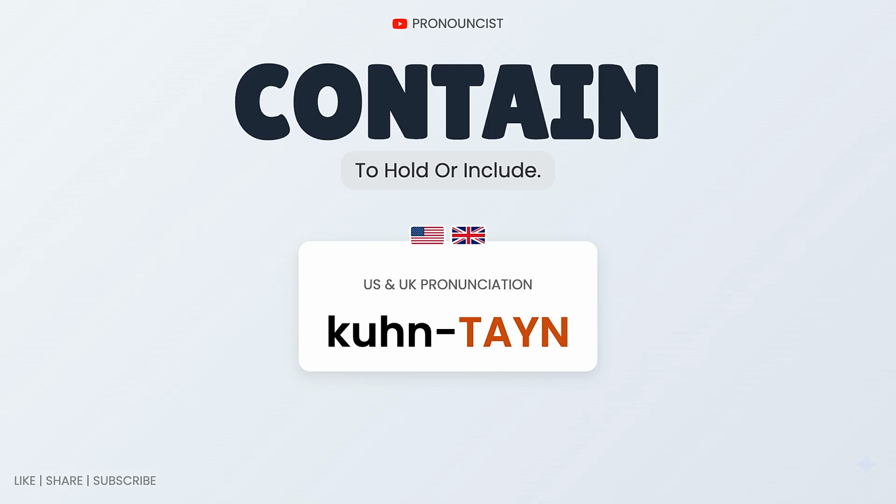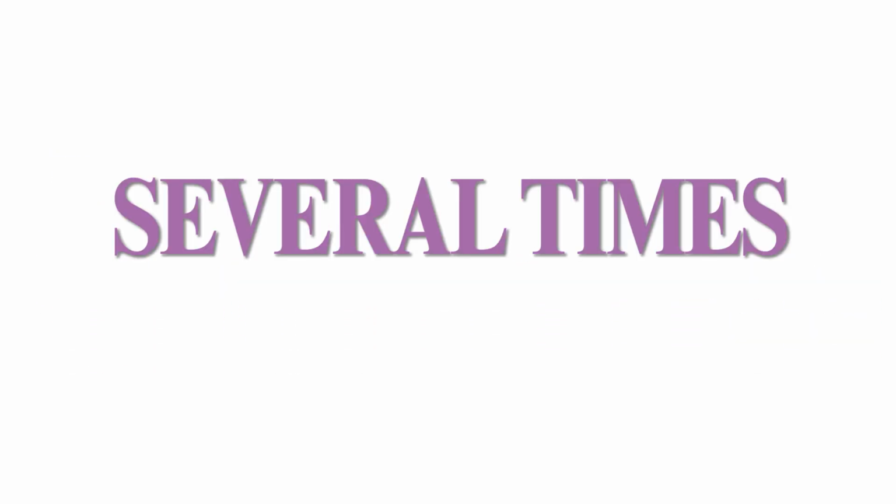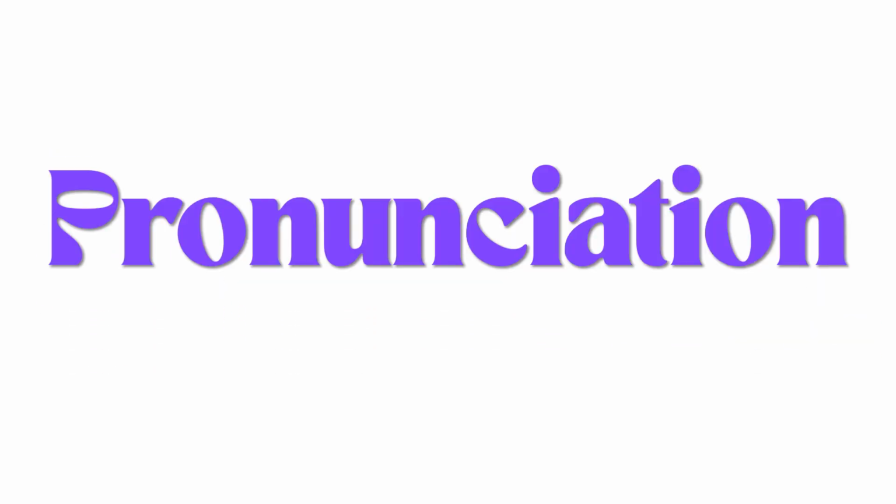Tain. Contain. Practice repeatedly and you'll soon be able to say this word perfectly. The best way to practice is to repeat the syllable multiple times. The meaning of the word is to hold or include. Try repeating this word several times to improve your pronunciation.